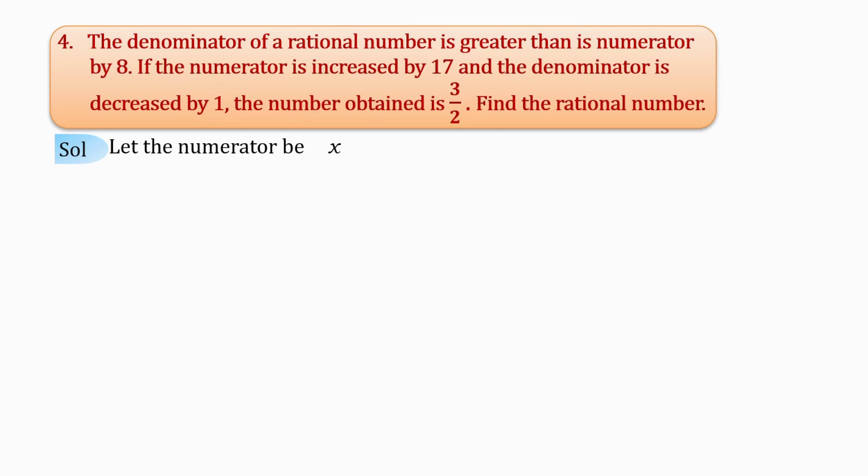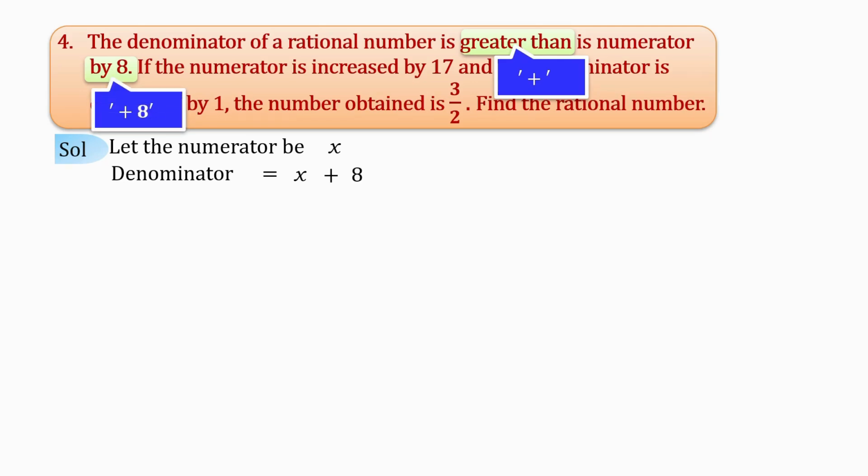So here we will consider the numerator to be x. You can also consider the denominator to be x, but we consider the x term as the smaller number. Okay, that will be easier. You can go ahead with the denominator as x also. We will get the same answer. So from this clue we have to calculate the denominator. So denominator is greater than means we have to add, plus 8. So x plus 8.